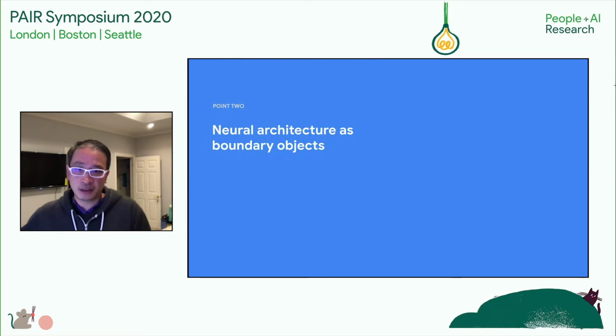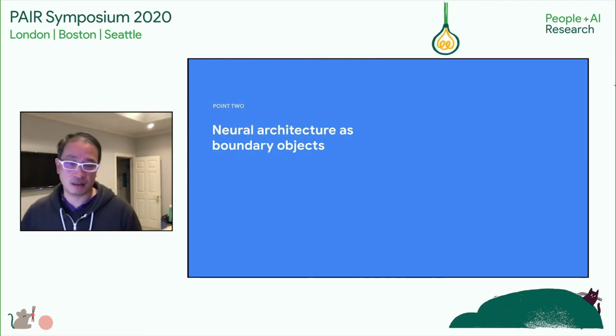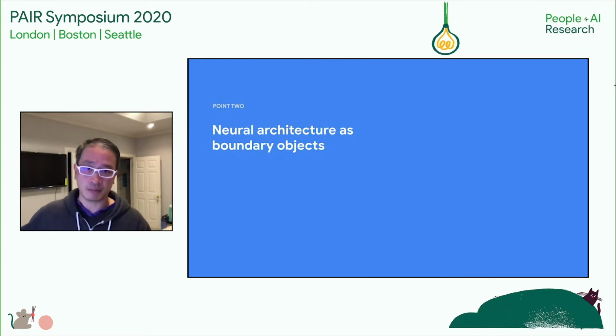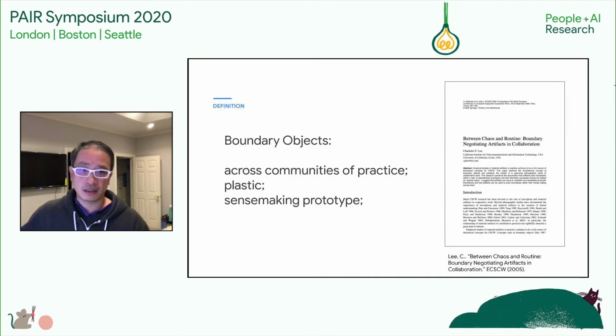Now, these neural architectures are really interesting. Even if some of you have not had any experience doing neural modeling, that diagram can give you a sense of what's going on in the system, in that there are multiple objectives that you're trying to optimize at the same time. And that brings me to the second point I wanted to make about these neural architectures as boundary objects.